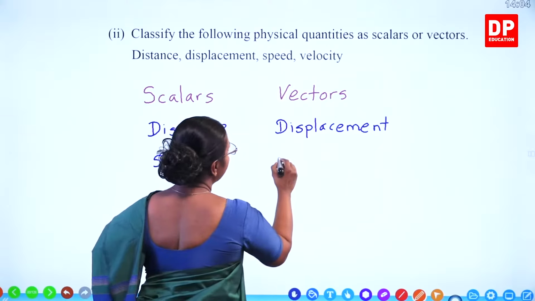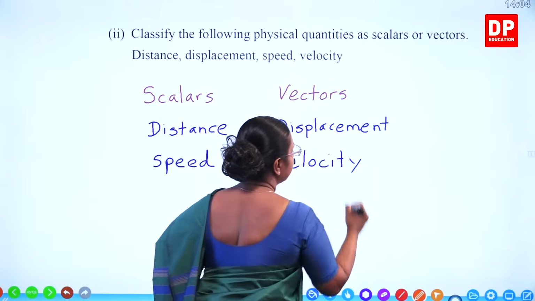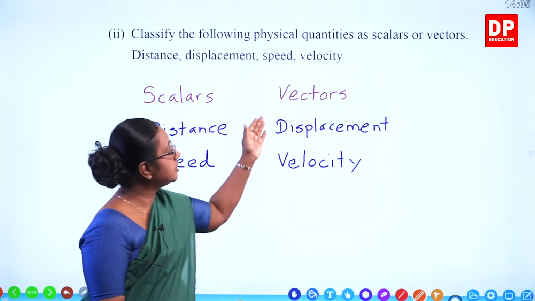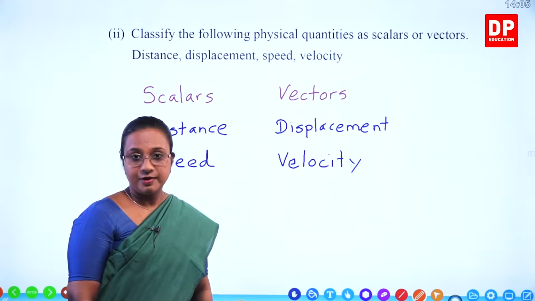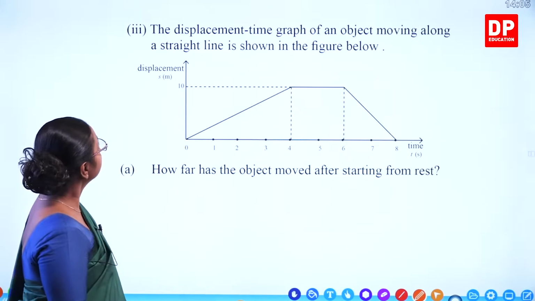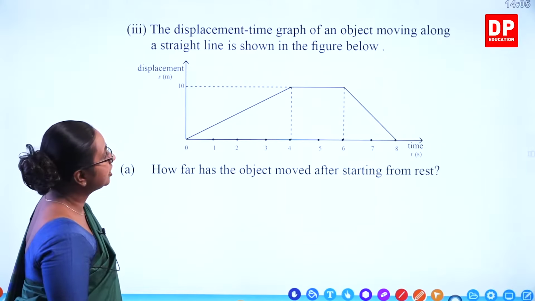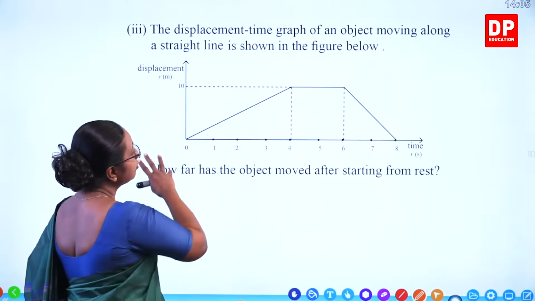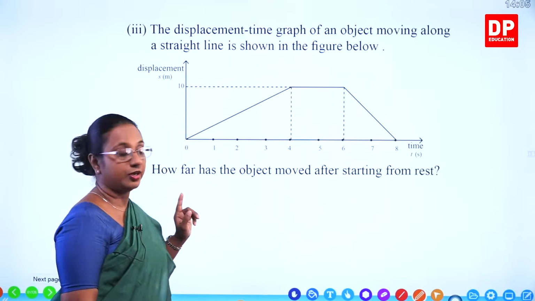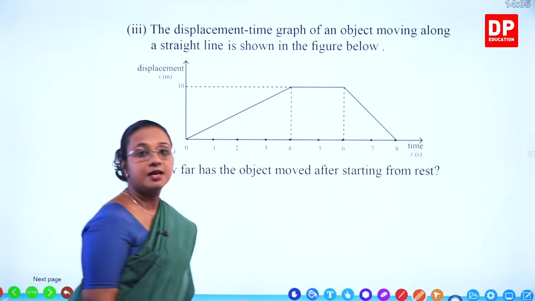And finally, velocity has a magnitude and direction. Therefore, it is a vector quantity. So, distance and speed are scalar quantities. Displacement and velocity are vector quantities. The next question, the displacement time graph of an object moving along a straight line is shown in the figure below. So, when you look at the graph, first make sure you look at the axis carefully. So, the y-axis is displacement and x-axis is time.